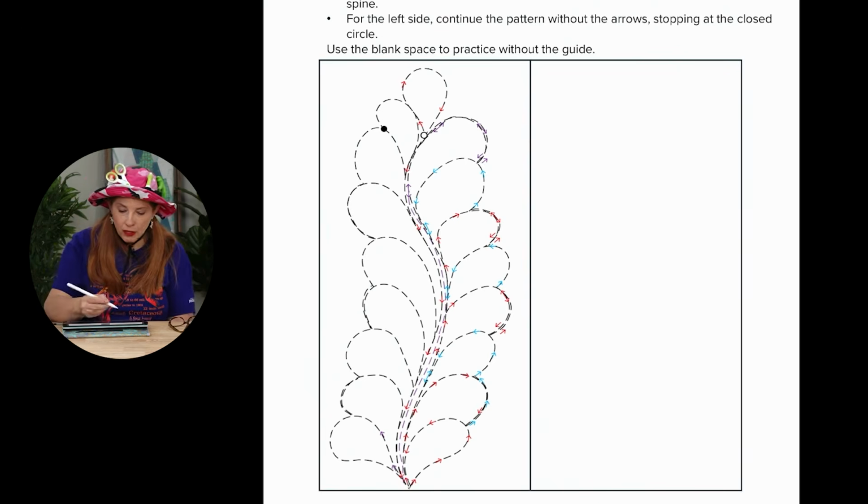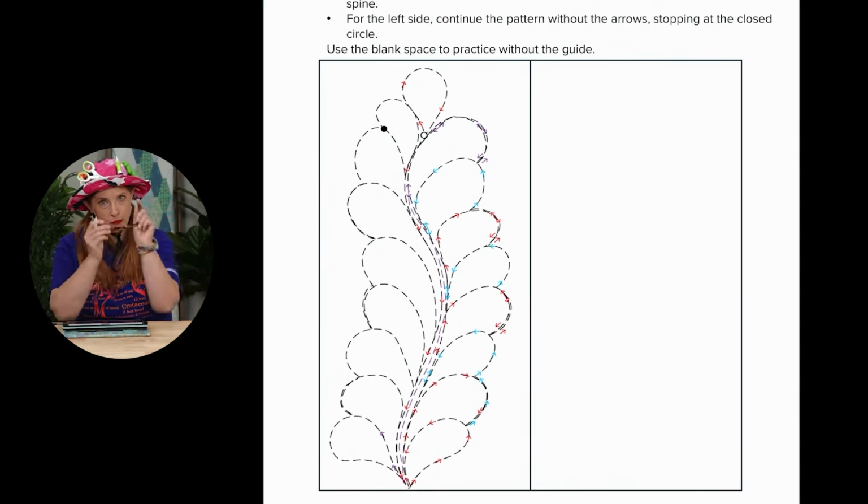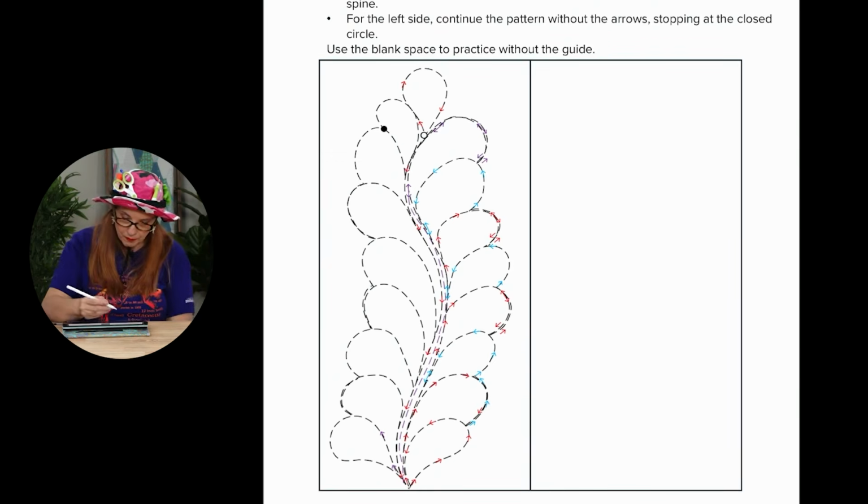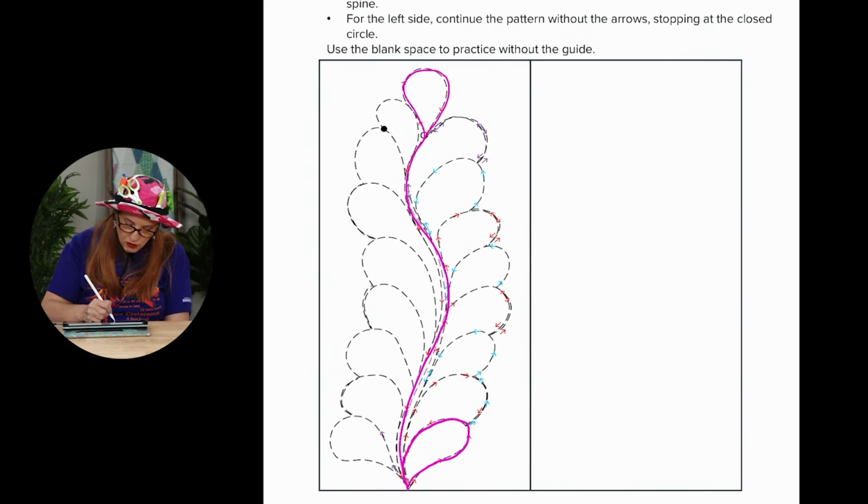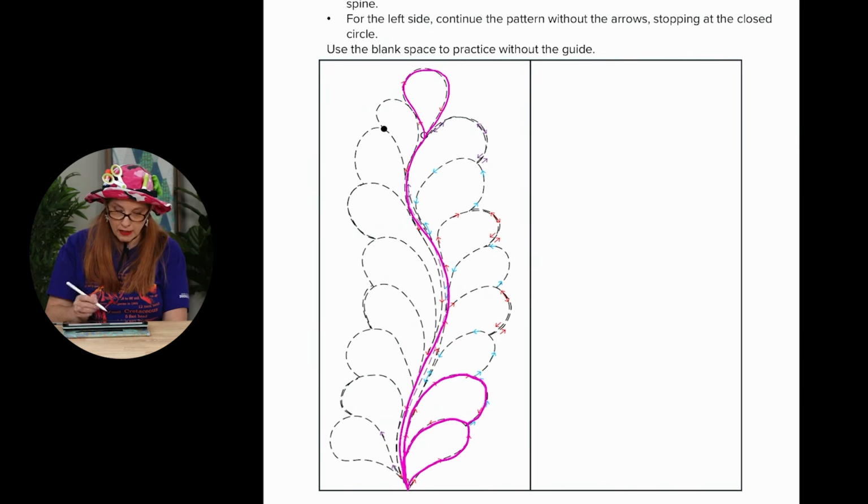So for this one, I'm going to go ahead and start at the top, once I put my glasses on so I can see. And I'm going to work my way down, which is creating the spine. And once I get to the bottom, I'm going to make my first feather. And then I'm going to go up to make the second feather. And then I'm going to pause right here at this place.